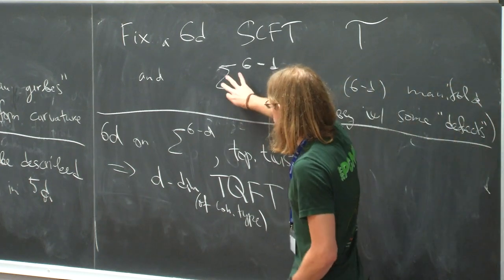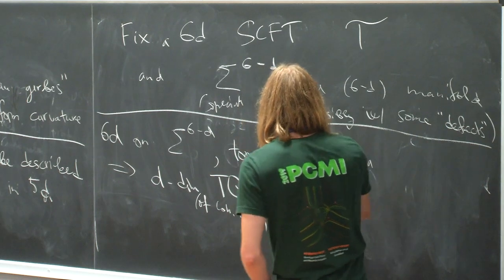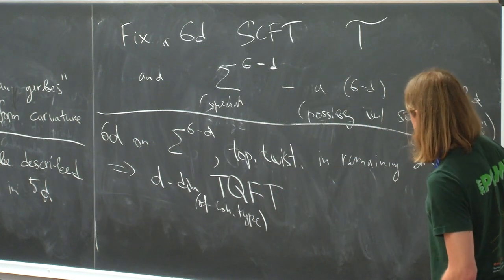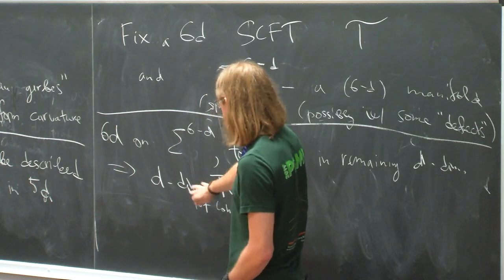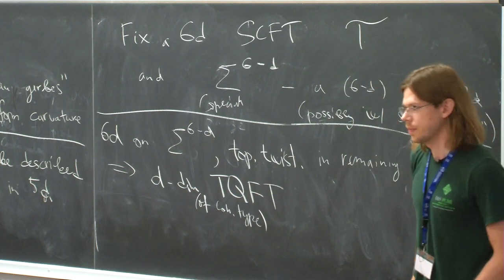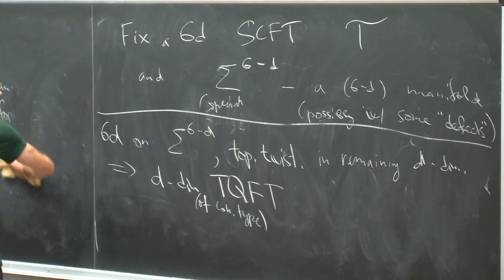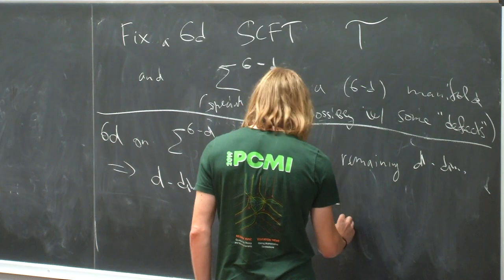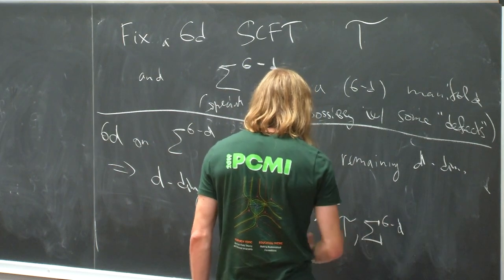So in general, I twist in the remaining d dimensions, but I can also do twisting here. In general, I should do both: twisting in the remaining d dimensions, and also twisting here. So I get a d-dimensional TQFT, labeled by the choice of my 6D theory and this sigma 6 minus d.